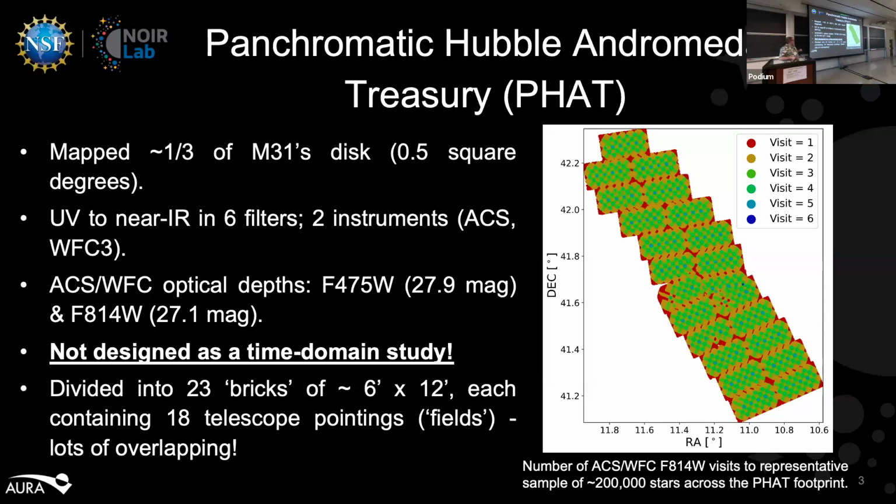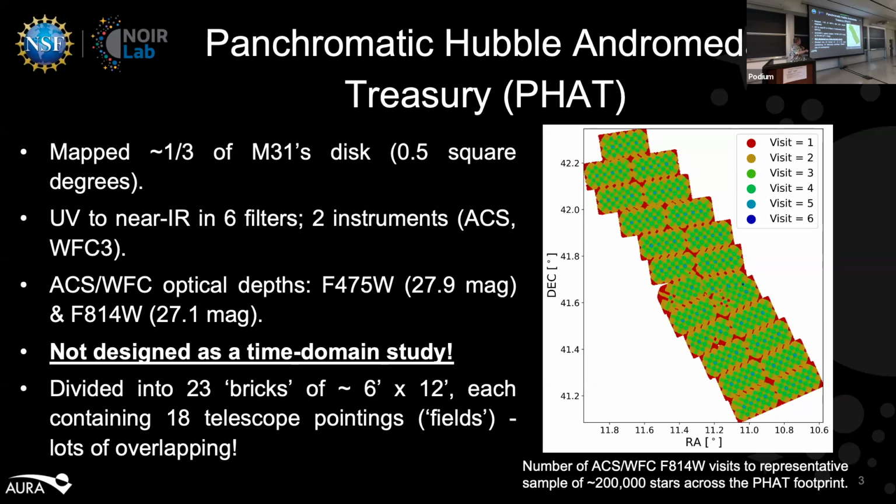And just on the right here is a map of the PHAT survey itself in terms of the number of visits to each region of M31. But the key takeaway for this study, and the immediate relevance for Roman, is that PHAT was not designed for time domain studies. The reason we are able to perform this study is because of this design of the survey. You can see it's roughly divided into 23 bricks, rather conveniently shaped like bricks.